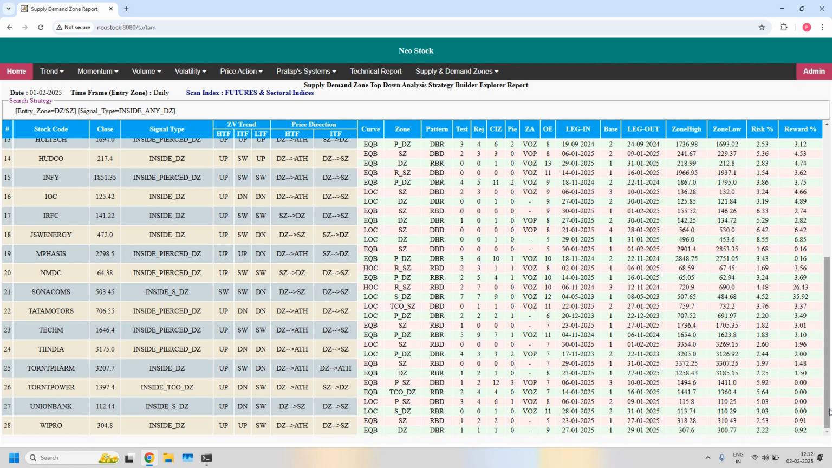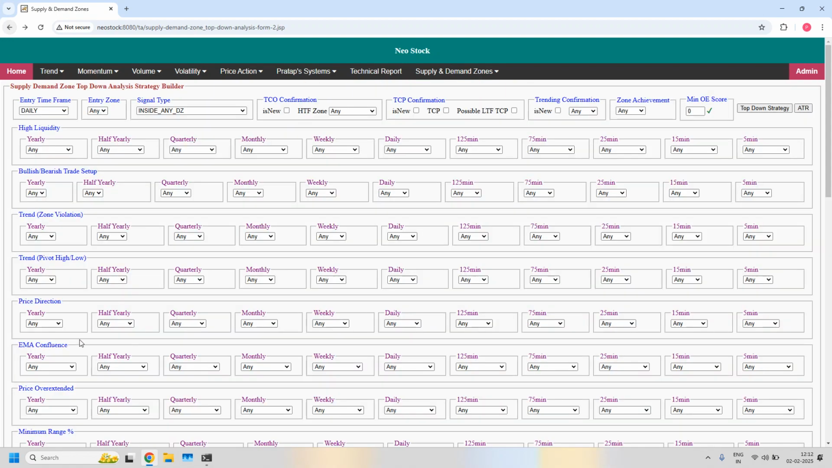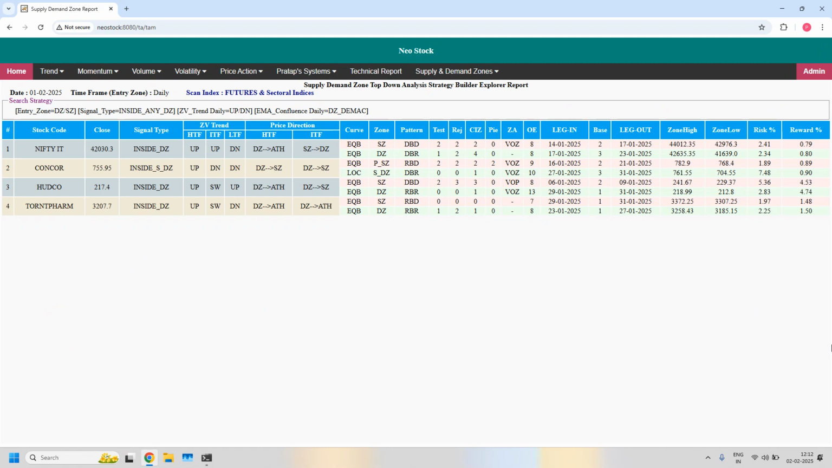Now we can further filter based on EMA confluence. So daily demand zones are having daily EMA confluence. So in the EMA confluence filter at a daily time frame, I am setting daily demand zone having daily EMA confluence. And the trend on the daily time frame should be either up or down. With these filters, we got only 4 stocks out of 28. These 4 daily demand zones are having daily EMA confluence and also current price closed inside the daily demand zone.